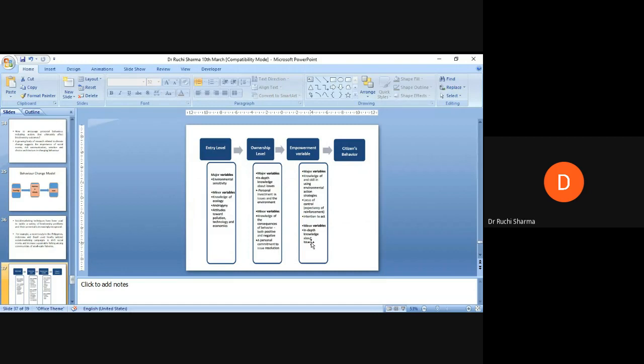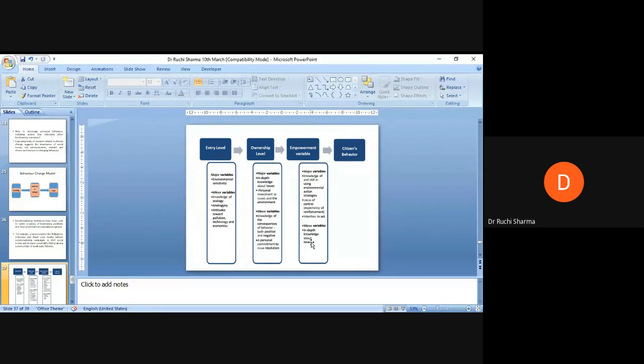So we can say that if we want to bring environmentally friendly behavior among the people of the country, initially we need to make them more environmentally sensitive. The knowledge of ecology should be there, along with attitudes towards pollution, technology, and economics. The research needs to be done. Then moving to the ownership level, where personal investment in issues and the environment is required, and knowledge of the consequences of one's behavior, both positive as well as negative, and also the personal commitment to issue resolution.